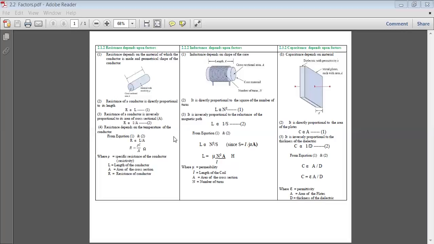From equations 1 and 2, we can make the equation R is equal to rho into L by A, where rho is the specific resistance of the conductor, L is the length of the conductor, A is the area of cross section, and R is the resistance of the conductor. So these are the topics related to the factors resistance depends upon.